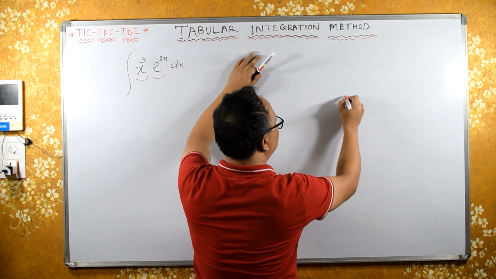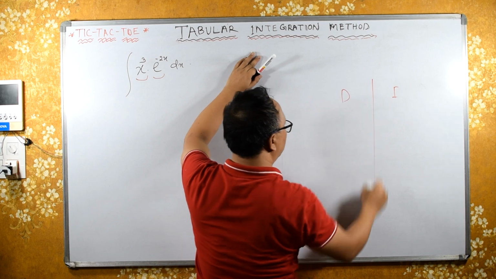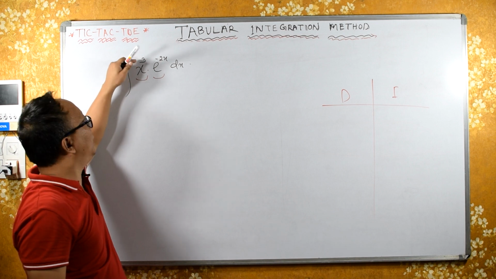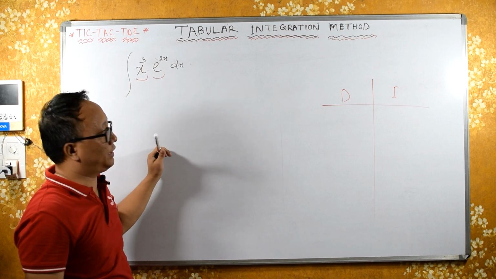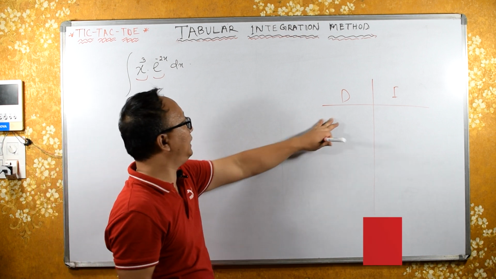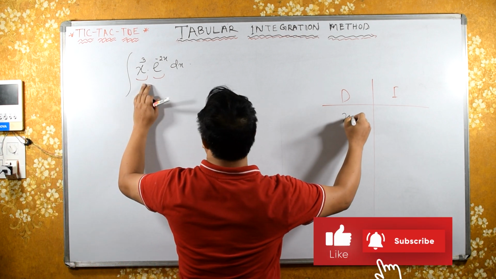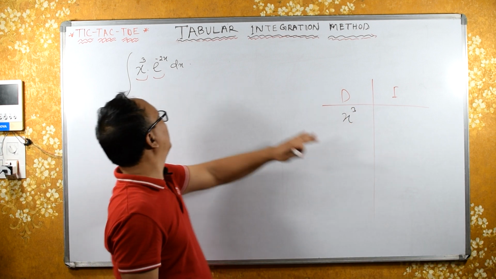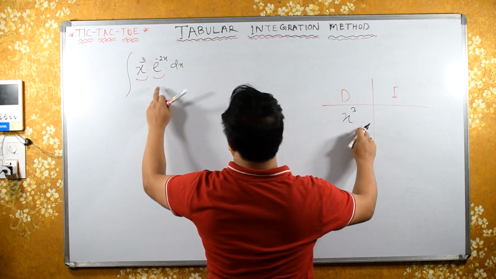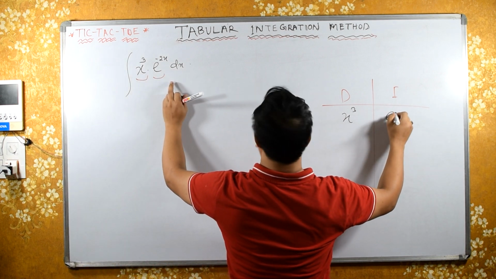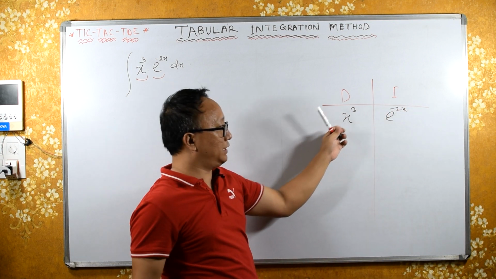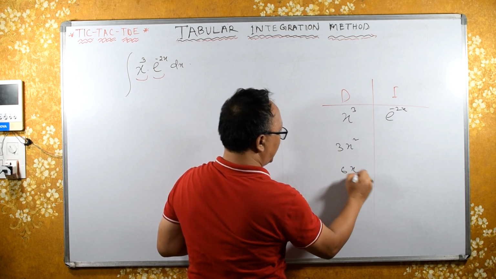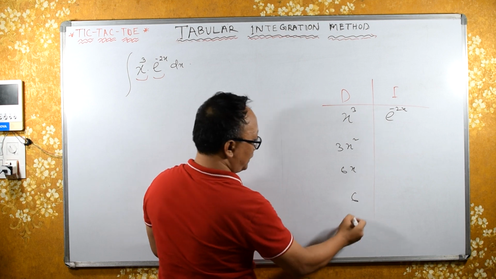For tabular integral, sometimes we also call it DI, we have to do it this way. Now if I differentiate x cube, after some steps I will get 0 over here. Therefore I will choose x cube in the D part. Why am I choosing x cube? Because after a certain number of differentiations I will get 0. Then the integral part I will do e raised to minus 2x. Now let's differentiate this. It becomes 3x square. Again differentiate, 6x, differentiate 6x becomes 6, differentiate this becomes 0.